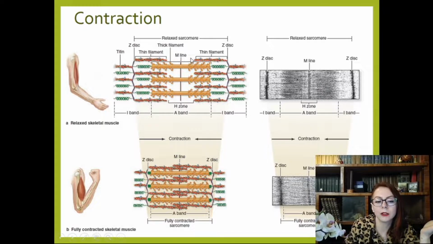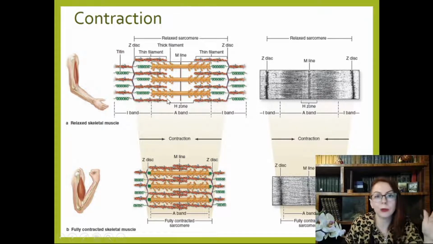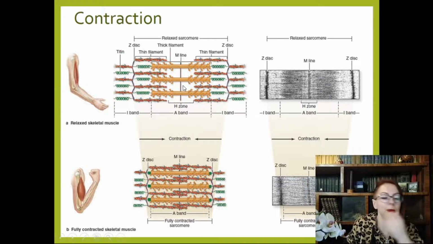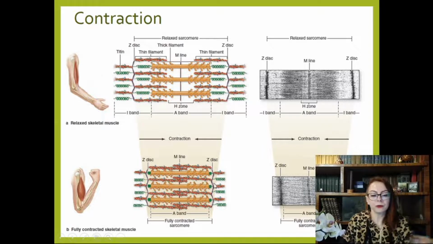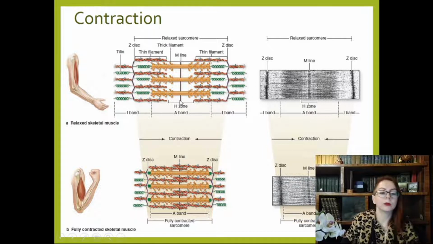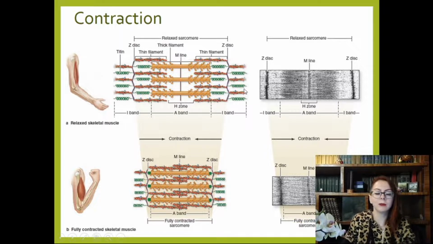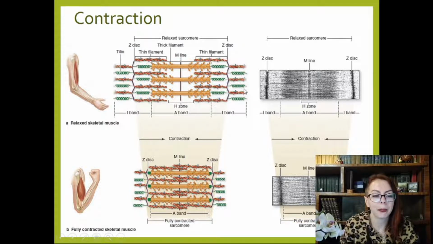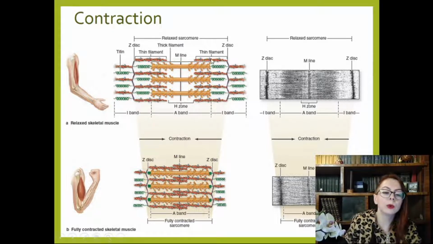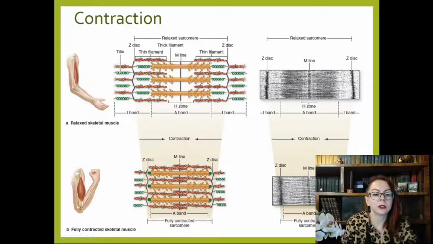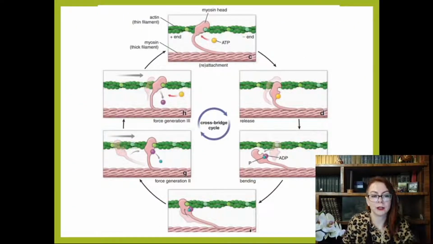As you can understand, the H zone disappears because now actin filaments are deeply inside the A band. And as well, the I band disappears because actin from the region of the I band is now totally inside the A band. Okay, looking at this image, it's pretty clear. So how does myosin pull the actin to the center of the sarcomere? Let's investigate this mechanism.